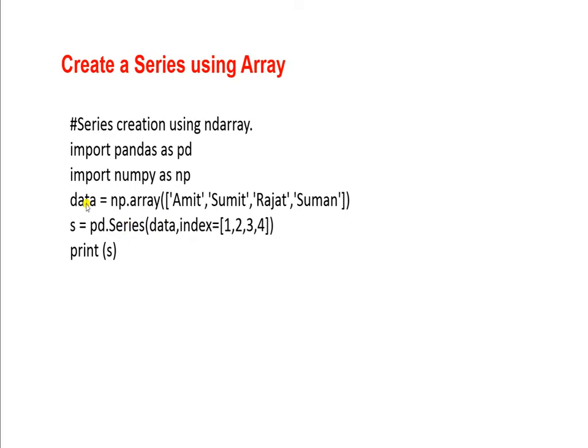We pass it. Data is the variable in which we define this array, and we pass this variable as the argument data, comma, index is 1, 2, 3, then we print this series. Now the output is number 1 Amit, number 2 Sumit, number 3 Rajat, number 4 Suman. So the data type is object type, it is an object type value.